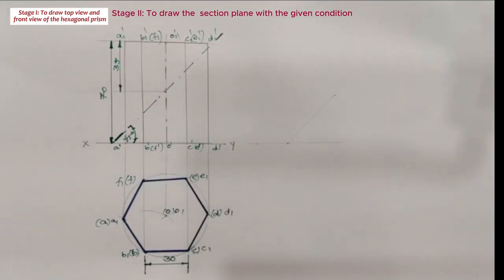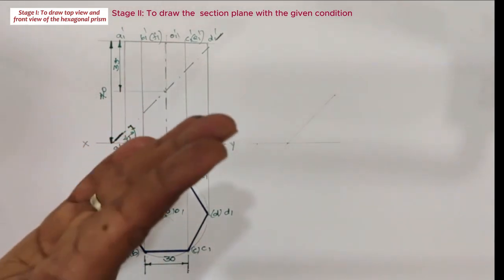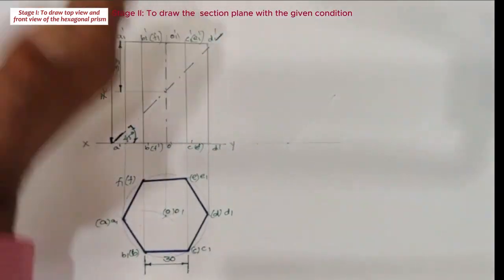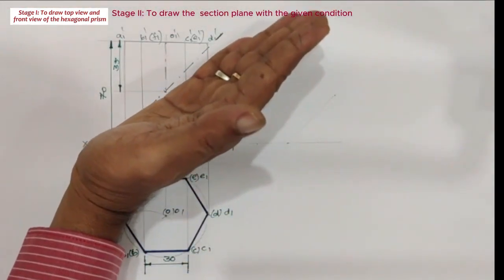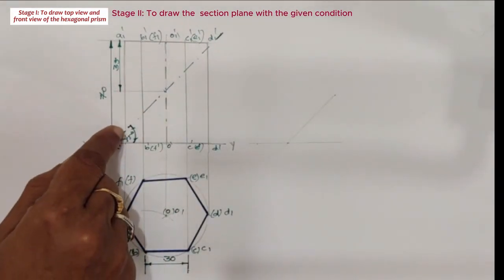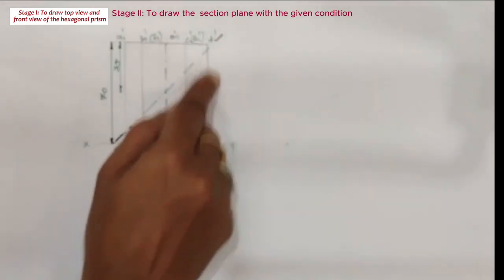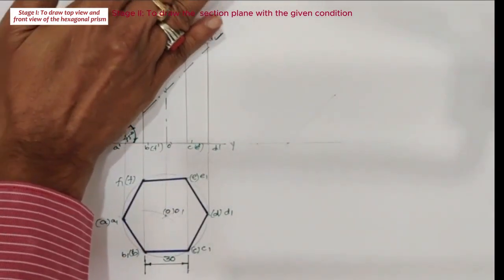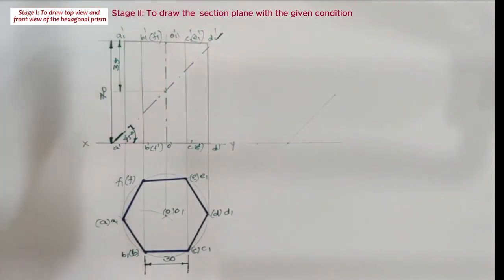In the present problem, we need to draw the isometric view of a truncated hexagonal prism. That means we are cutting the hexagonal prism with the section plane and removing this portion. The retained portion is to be drawn in isometric view. For that, we need to darken the lines below the section plane and keep the remaining lines above the section plane as thin.